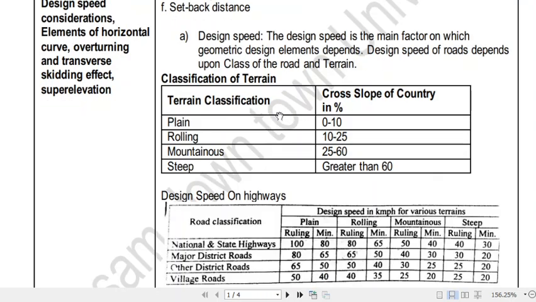As per IRC, that is Indian Roads Congress, there are four terrain classifications, that is plain, rolling, mountainous and steep, based on the cross slope of the country in percentage. These are the cross slopes based on which this terrain classification has been done. If the slope is 0 to 10%, it is plain terrain. If the slope is 10 to 25%, it is rolling terrain. If the slope is 25 to 60%, it is mountainous terrain, and if it is greater than 60%, it is steep terrain.